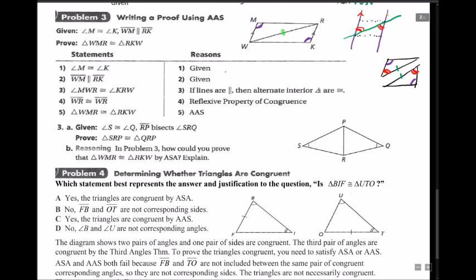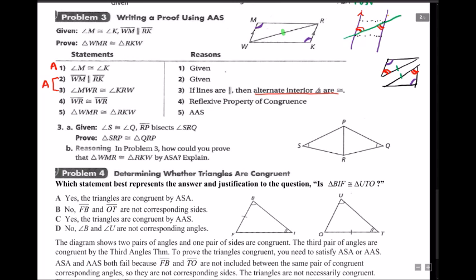Here's our angle. We've got our first angle right here. That was given to us. And then we're also given that we have parallel lines. Why did we do that? Because this is going to give us our second angle, right? The alternate interior angle theorem.